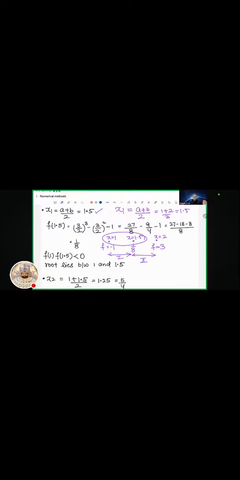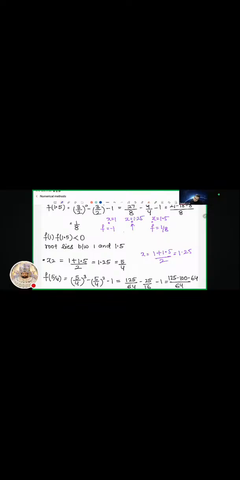So I will make the next guess. So what will be my next guess? So 1 plus 1.5 half, it will be 1.25. Basically I am doing the half. So in between, what will be the half? 1.25. Okay? So let's open this up. So this is my x equals to 1, this is my x equals to 1.5, value is 1 by 8, and its half, that is 1.25.